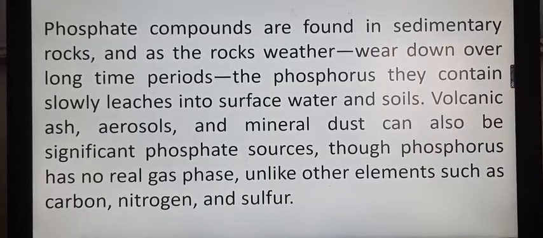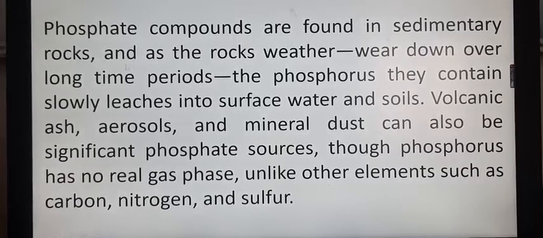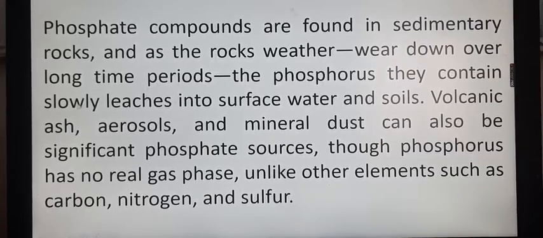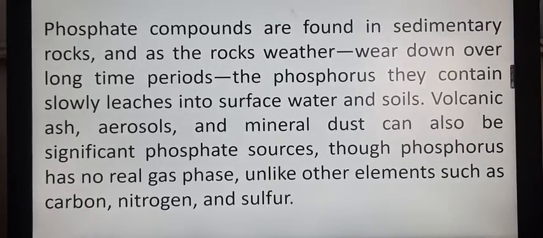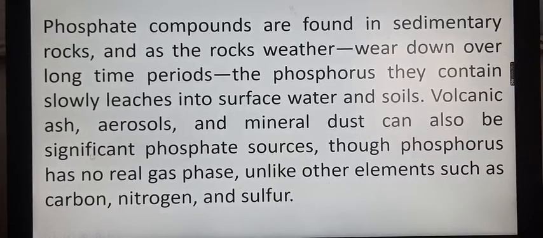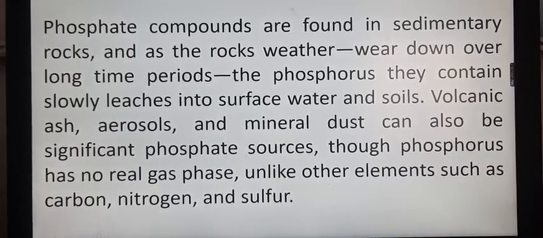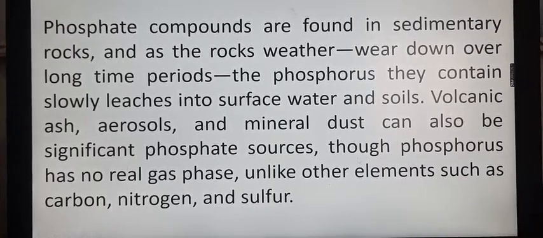So this is the explanation I have given. Phosphate compounds are found in sedimentary rocks, and as the rocks wear down over long time periods, the phosphorus they contain slowly leaches into surface water and soil. Volcanic ash, aerosols, and mineral dust can also be significant phosphate sources. So from them also this phosphate can go either into the underground soil or into the water bodies.